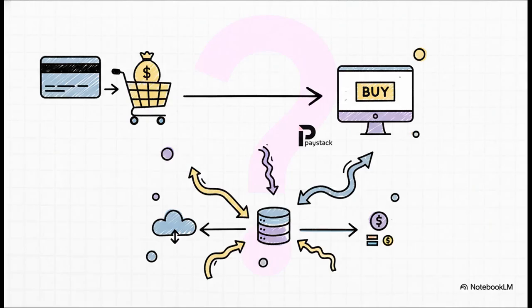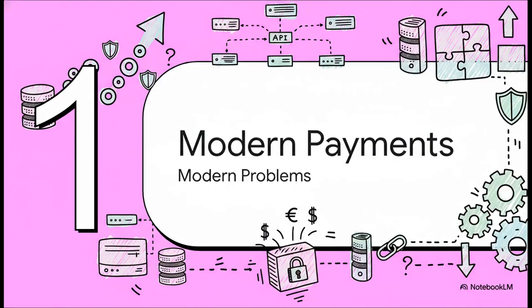I mean, on the surface, taking money online seems so simple, right? A customer clicks buy, their card gets charged, and that's it. Job done. But, as any developer will tell you, the things that look the simplest are usually hiding a whole web of complexity underneath. And that's because for any real modern business, just having a single charge API, well, it's just not going to cut it.